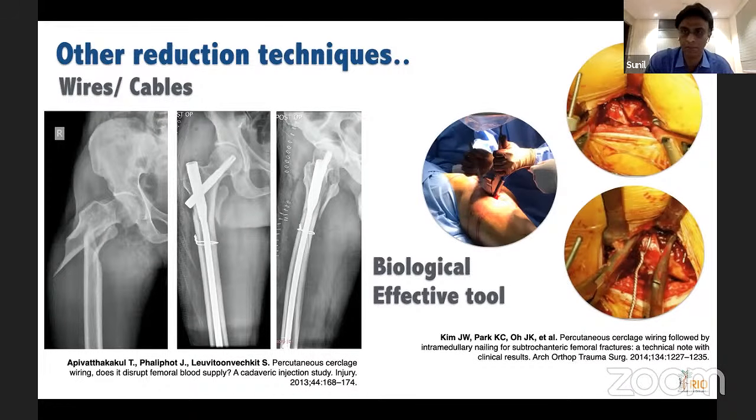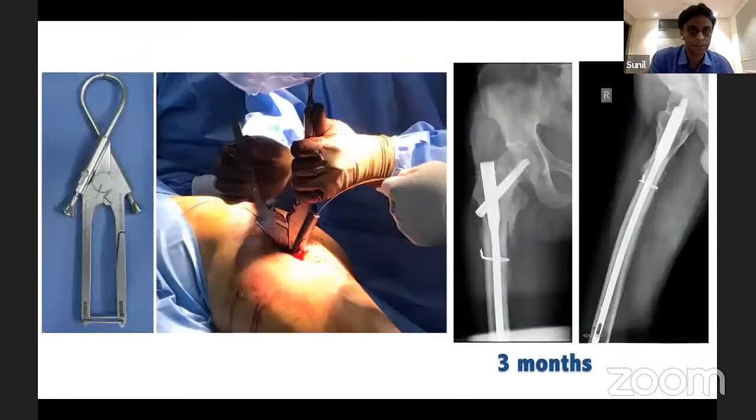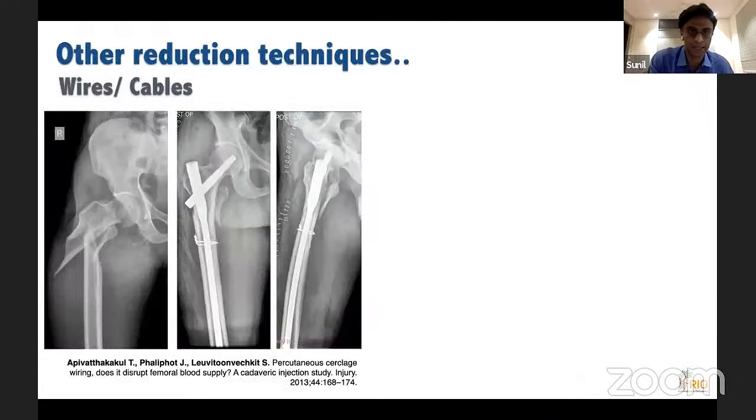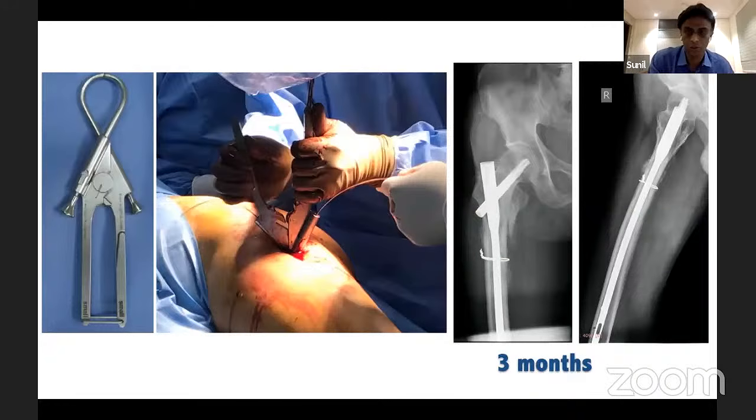There are percutaneous tools as well, which you can use to pass them elegantly and hold your fracture reduced till you nail it. So this is one of the cases, the same case which we have shown here, a single wire and then nailed effectively, which went on to unite uneventfully at 3 months.